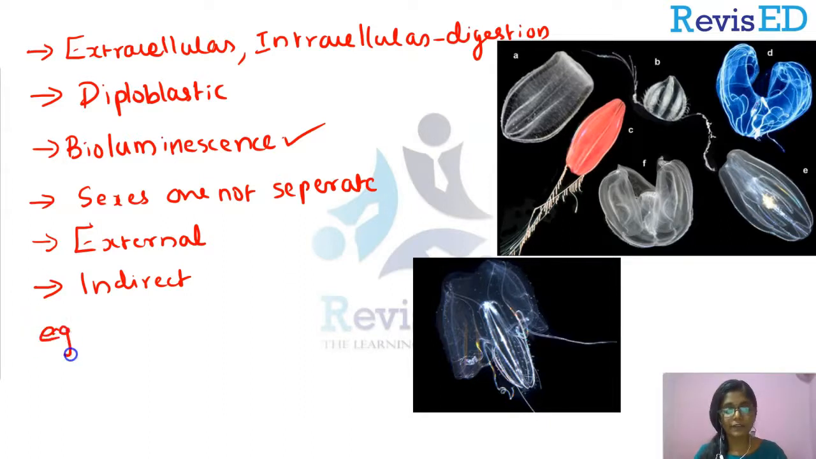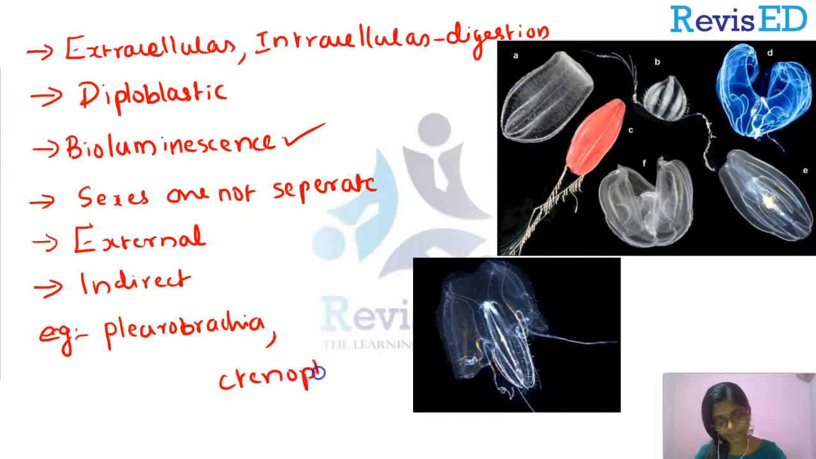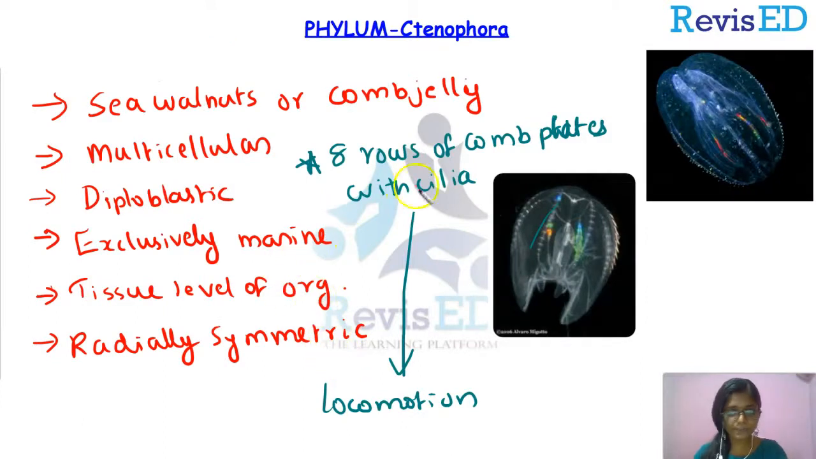And now finally the examples. The examples for ctenophores include Pleurobrachia and Ctenoplana. So what are the examples for ctenophores? Yes, Pleurobrachia and Ctenoplana. So that's about phylum Ctenophora.